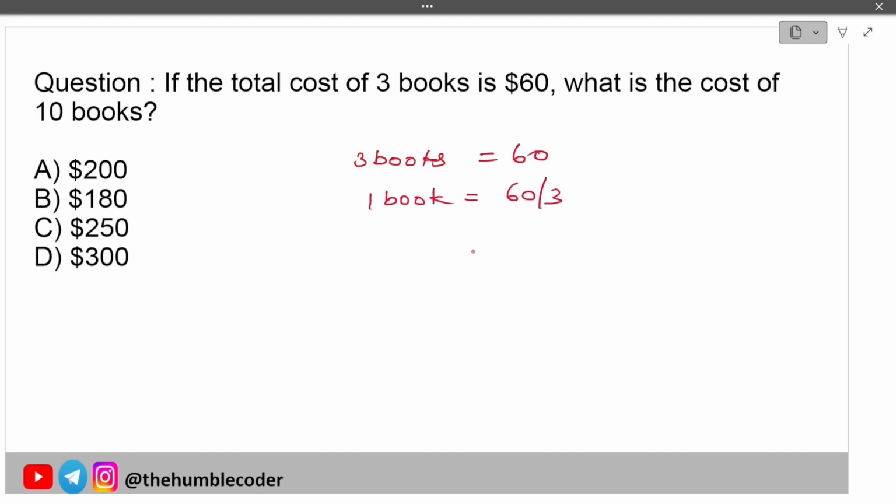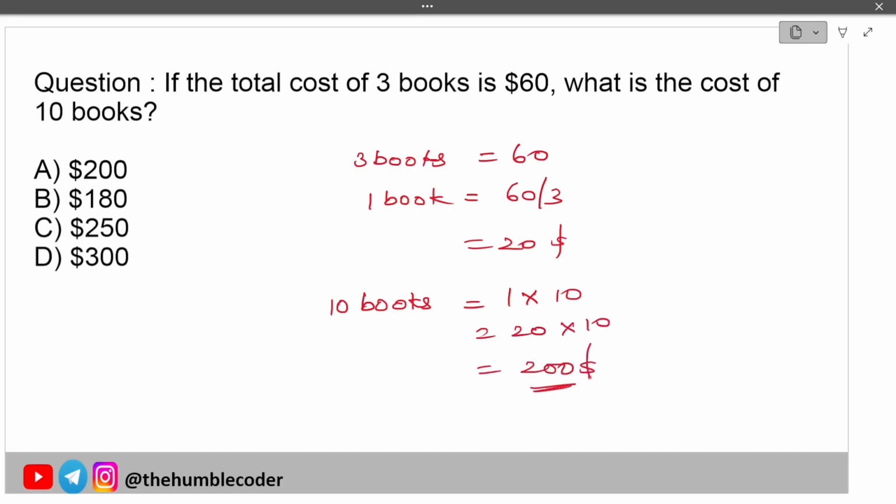3 by 3, which is going to be 20. So the cost of one book is $20. Now we have to find the cost of 10 books. So 10 books is what? Cost of one book into 10, which is 20 into 10. So 200 is the cost of 10 books. So the correct answer for this question is number A.